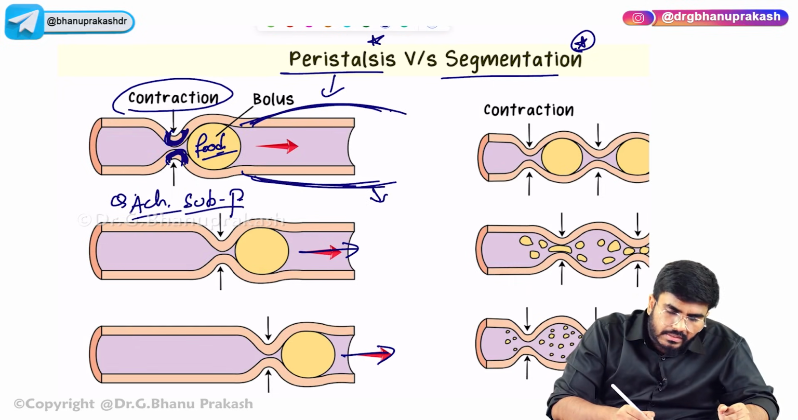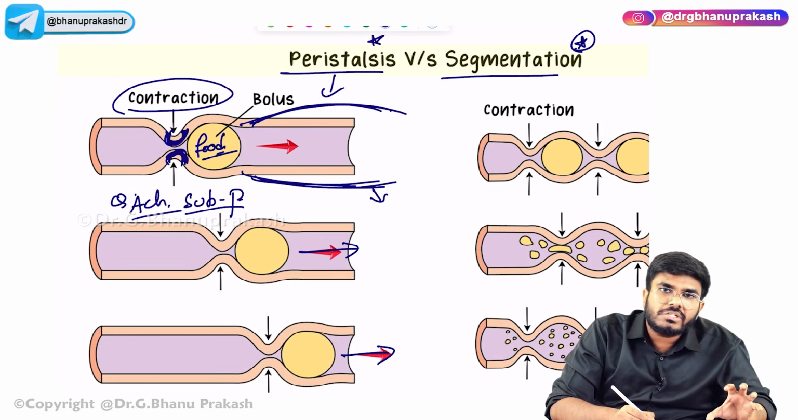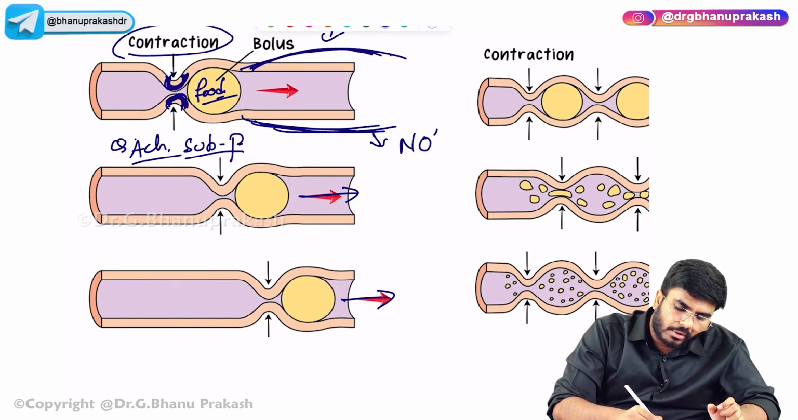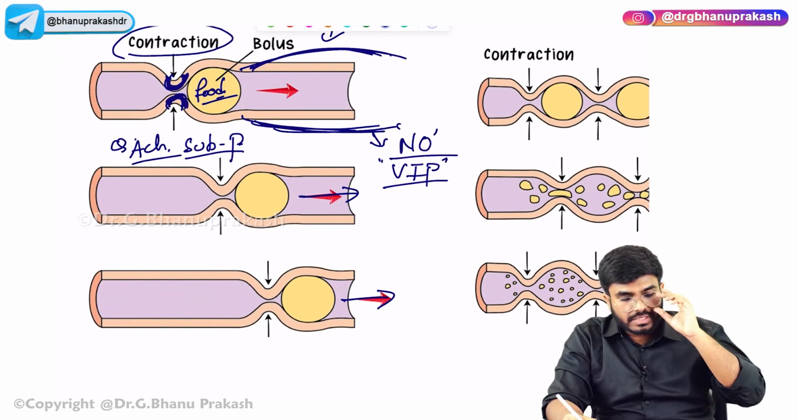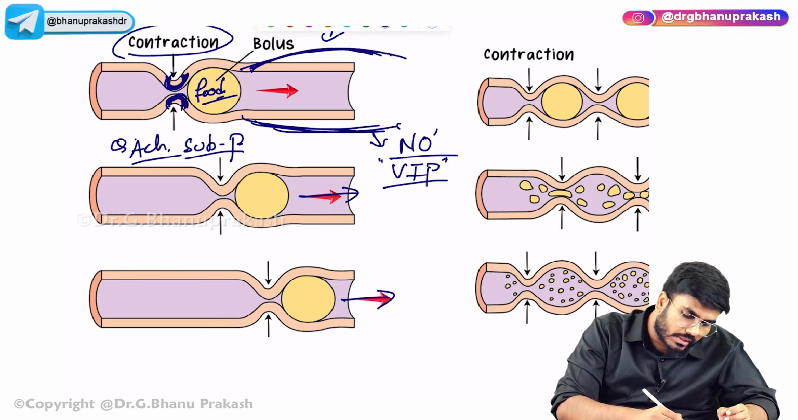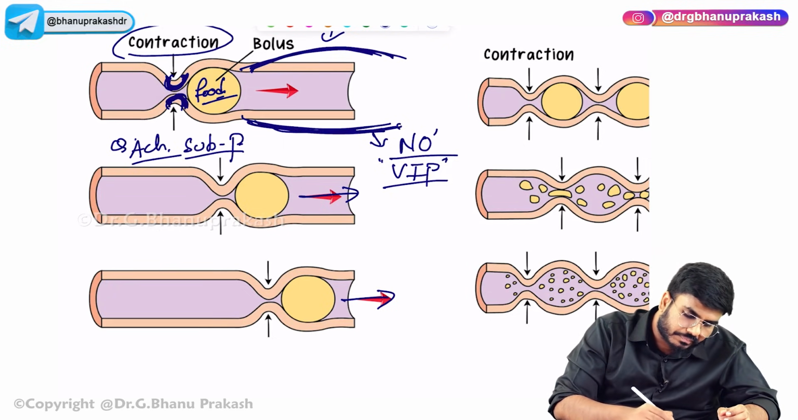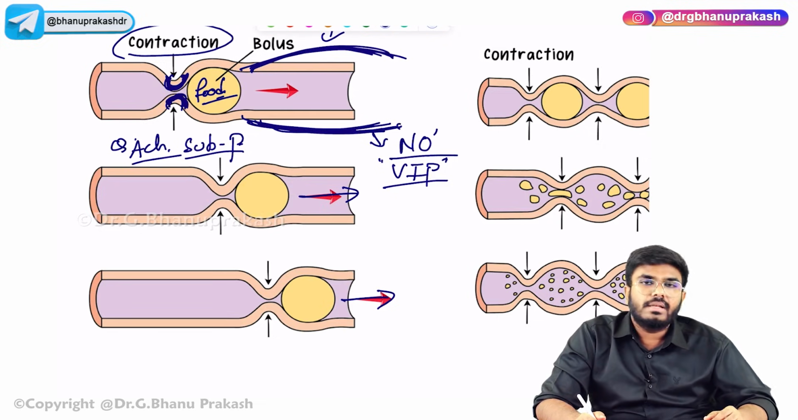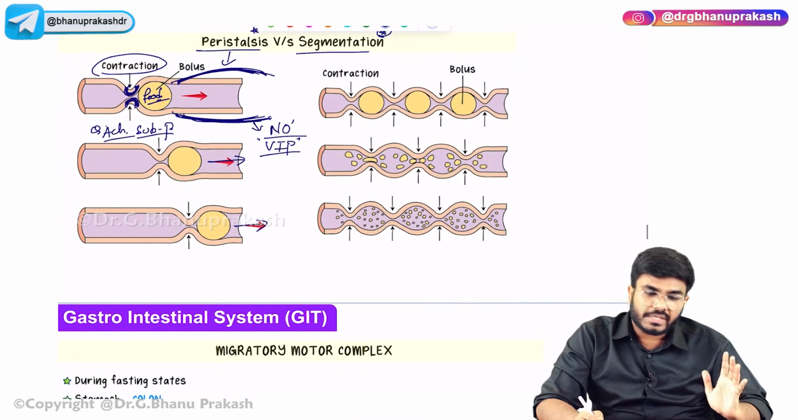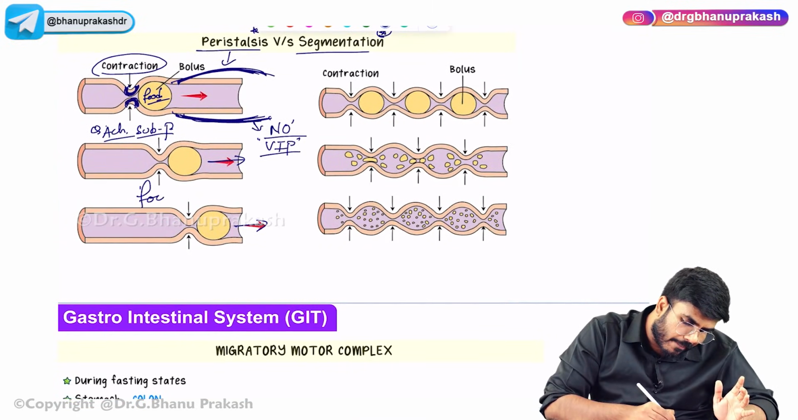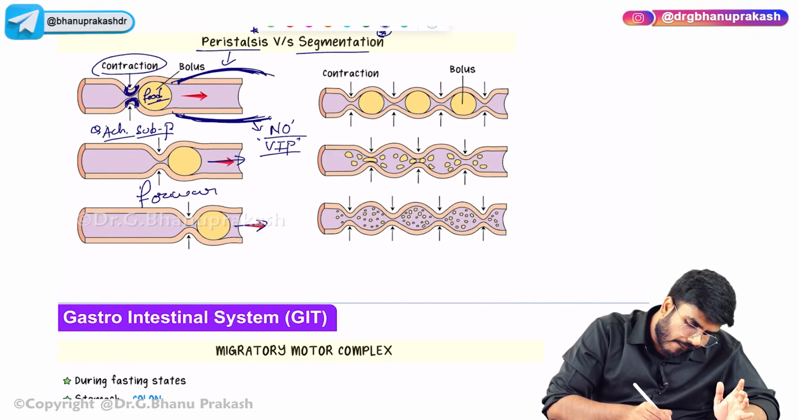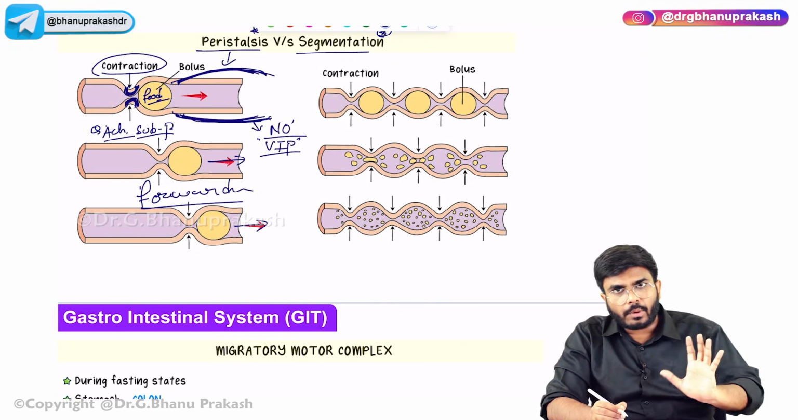This distension or the dilation of this distal segment is due to nitric oxide and vasoactive intestinal peptide, these two. Vasoactive intestinal peptide and nitric oxide are going to cause the relaxation of the distal segment. Now, this is peristalsis. Peristalsis is for the forward movement of the food, for the propulsion of the food.